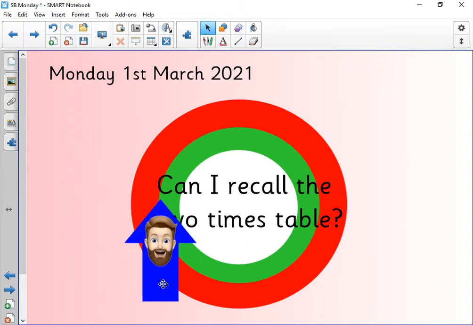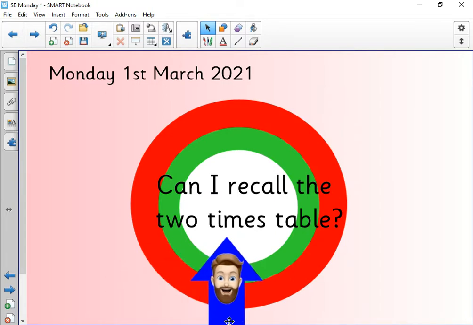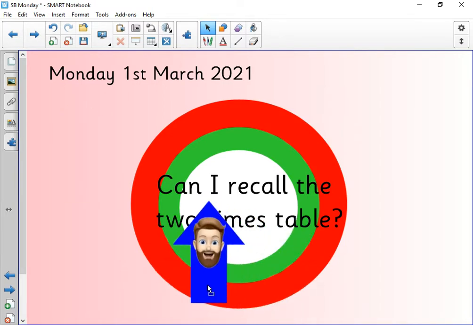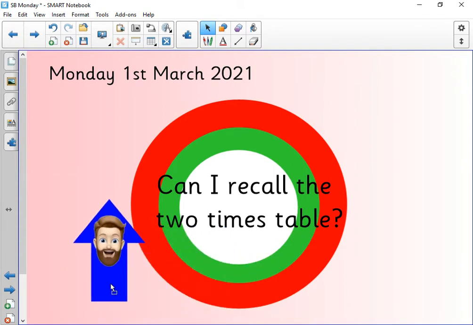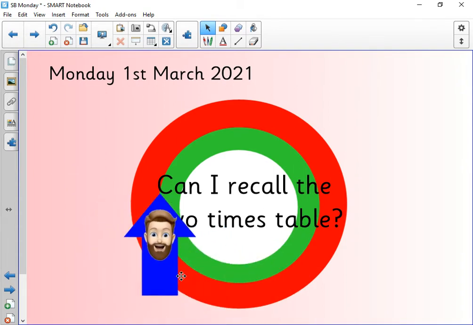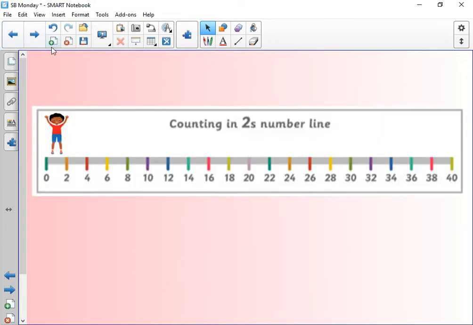Okay, so let's read our learning question. My turn. Can I recall the 2 times table? Your turn. So we've been thinking about multiplication, and today we are going to learn the facts for the 2 times table, so multiplying by 2, and we're not going to work them out, we're going to try and remember them.